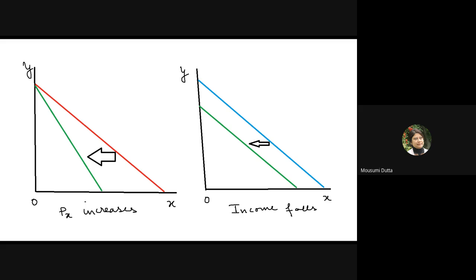So remember, the budget line is the boundary to the affordable consumption points. All the points below the budget line and on the budget line will be feasible for consumption. However, a combination of XY which is beyond the budget line is not affordable to the consumer. Any point here, any point here or any point here, these points are not affordable to the consumer.